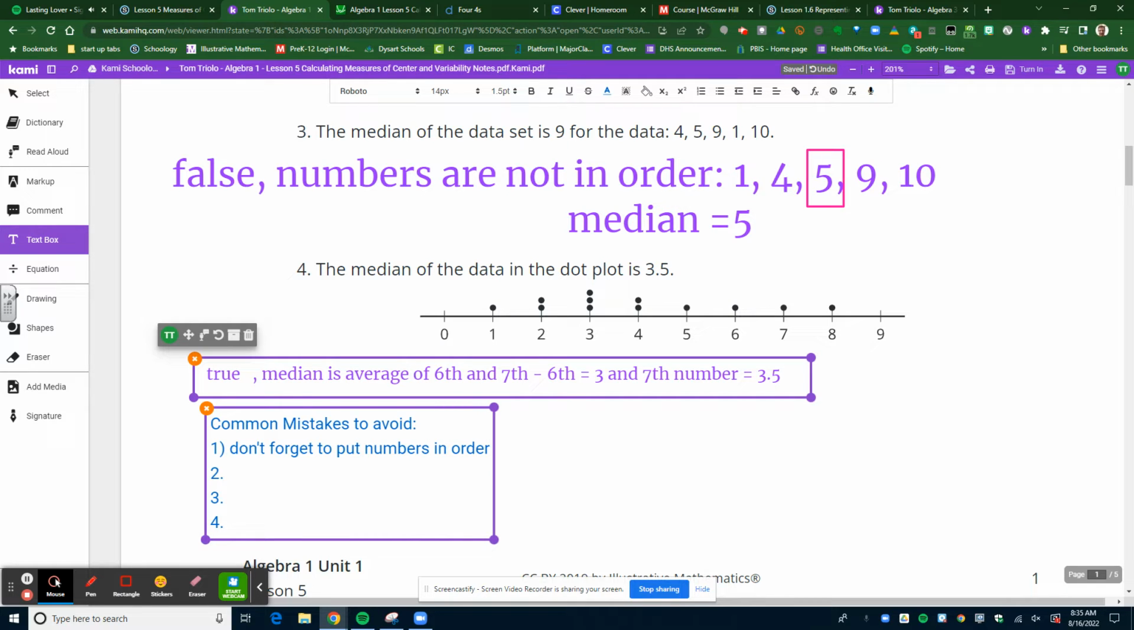Let's see. What else? What else we got? I got an even number of numbers. What do I got to do?